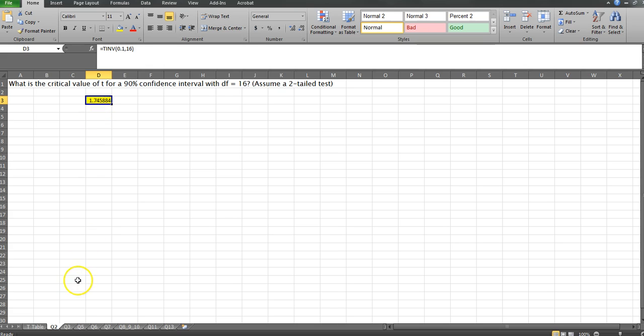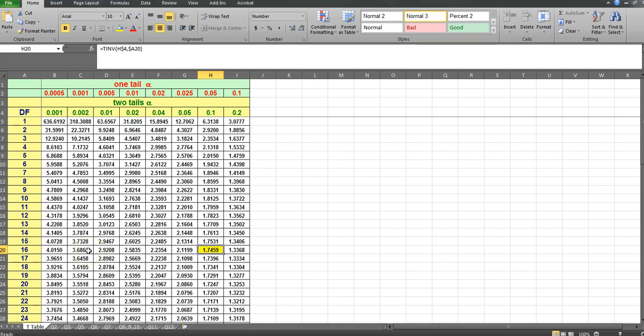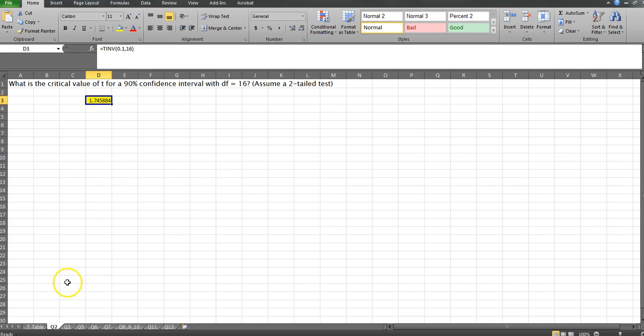One thing I wanted to show you is I included a t table to show you where these values come from. If you scroll down the table to a degree of freedom of 16 and a probability of 0.90, in this case 1 minus that is 0.1, you'll see the same exact value, 1.7459. So that's where those numbers come from.